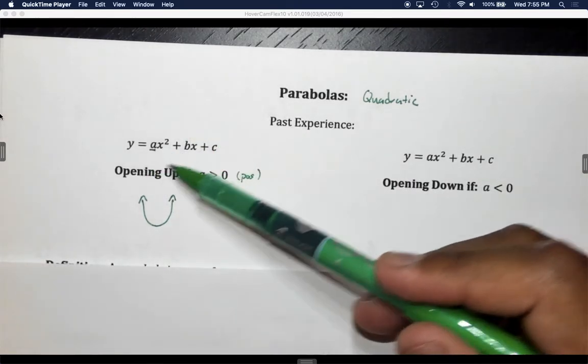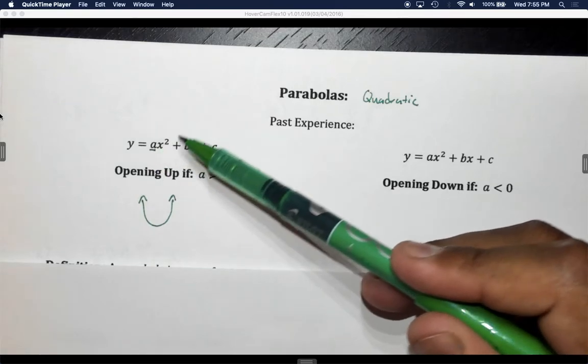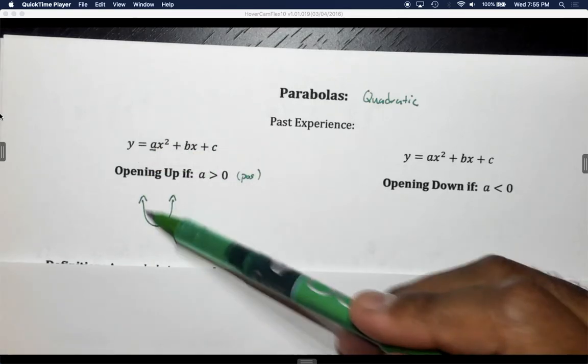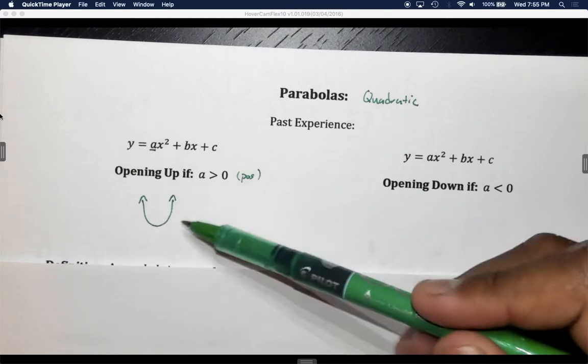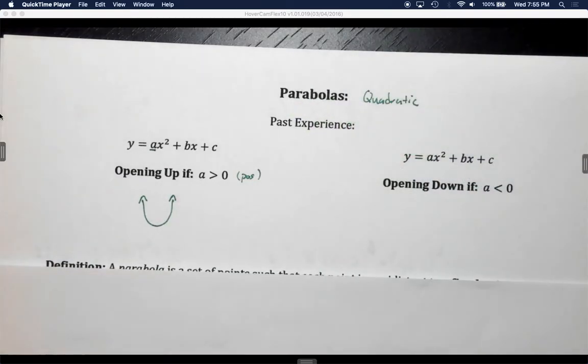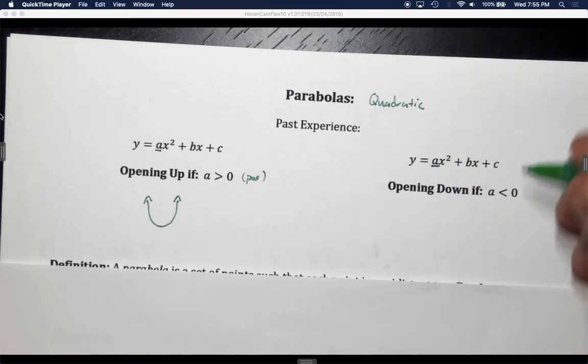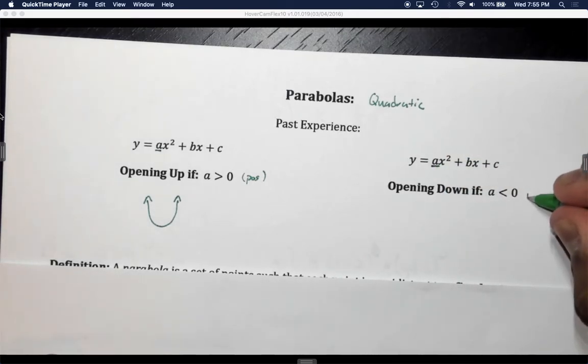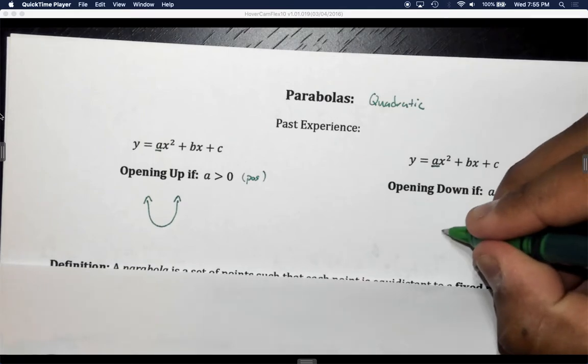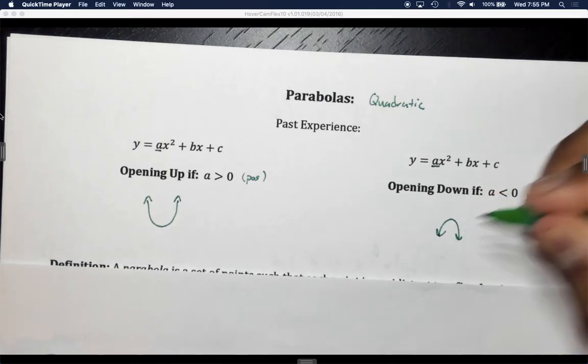So if you graph something in that form and your a is positive, you're going to have a parabola facing upward, like an upward opening U. Now, how do we know if it's facing down? Well, if you look at our equations, if that a is less than 0, aka it is negative, that means that your parabola is going to be facing down.